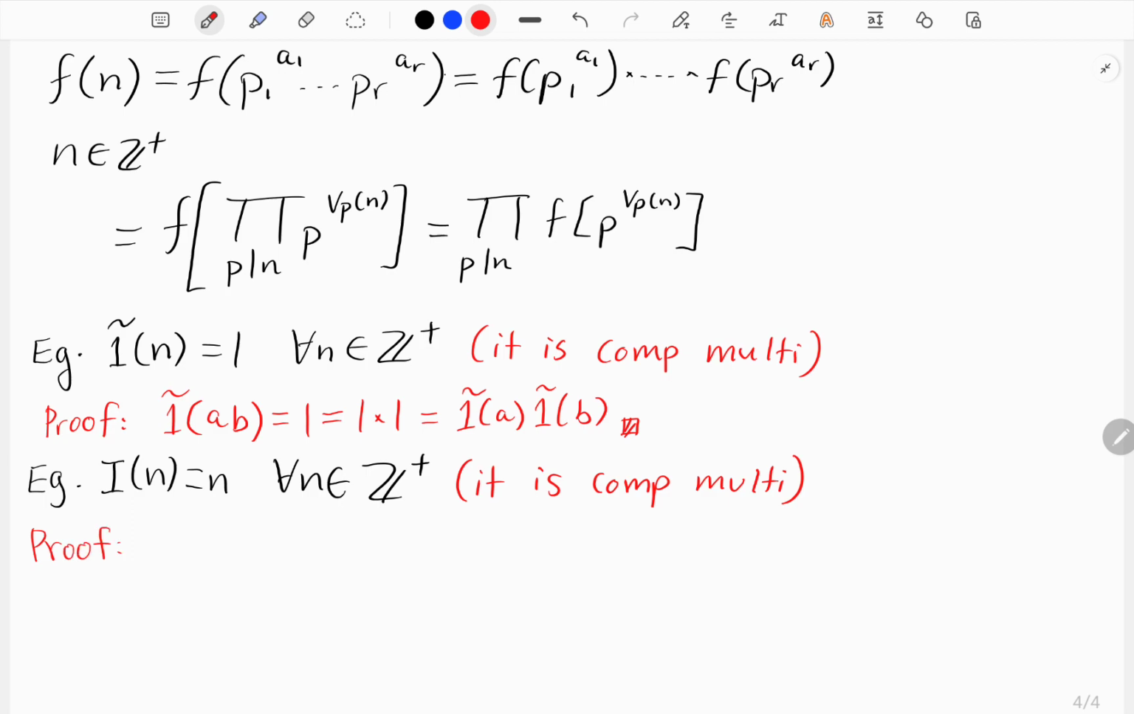So the proof is as follows. If you have I of AB, this is the same thing as AB because it's identity, but A is the same thing as I of A, and B is the same thing as I of B. Okay, so we are done. Cool.